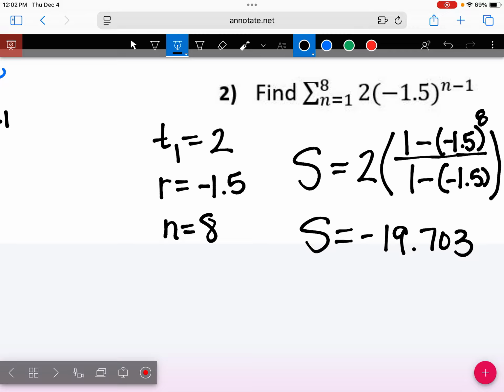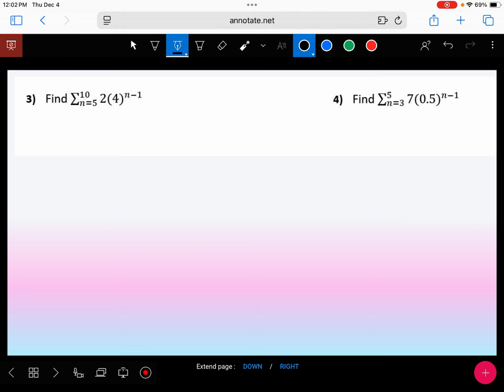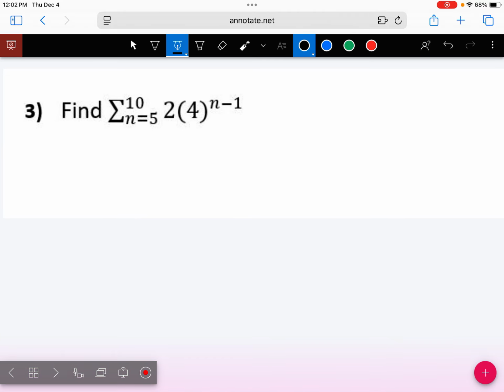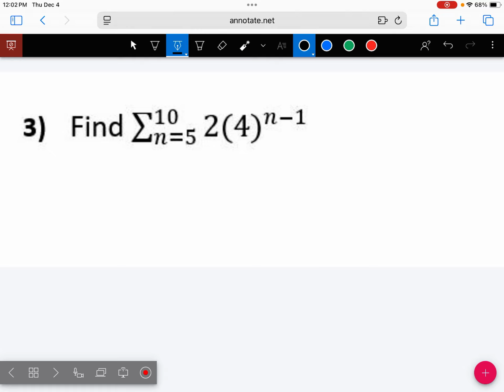Okay. Now let's look at number 3. Number 3 and 4 are what we call partial sums. What do you notice that's different about number 3 compared to number 1 and 2? Where we start. Yeah, this one doesn't start at the first number. Where is it telling me to start? The 5th number. So this is telling me to start with the 5th number and end with the 10th number. Now the problem is I don't know T5. So I need to find my T5 first.